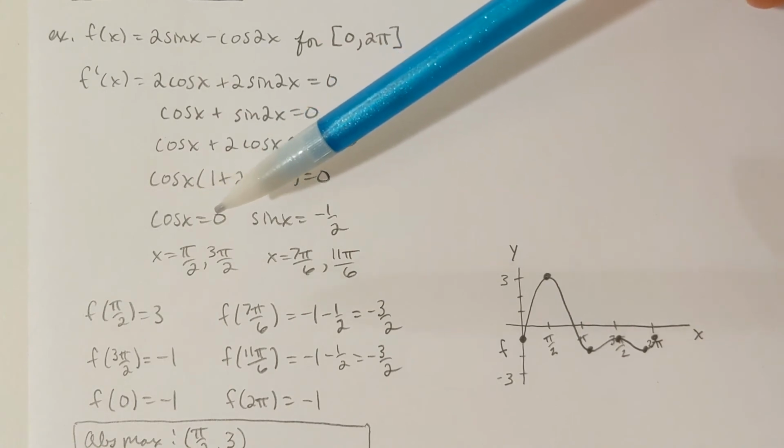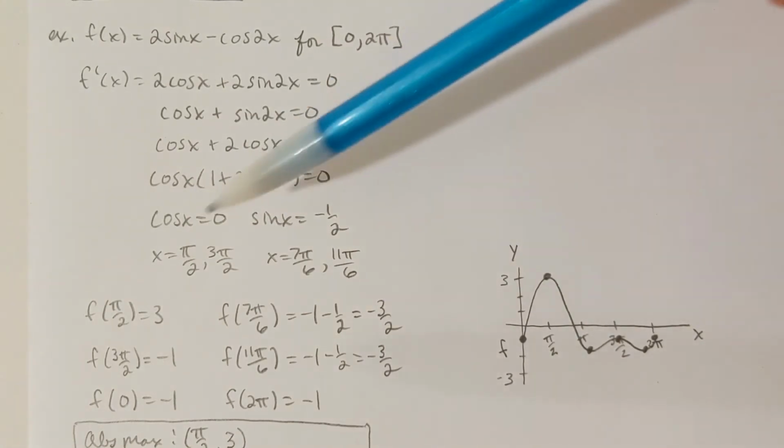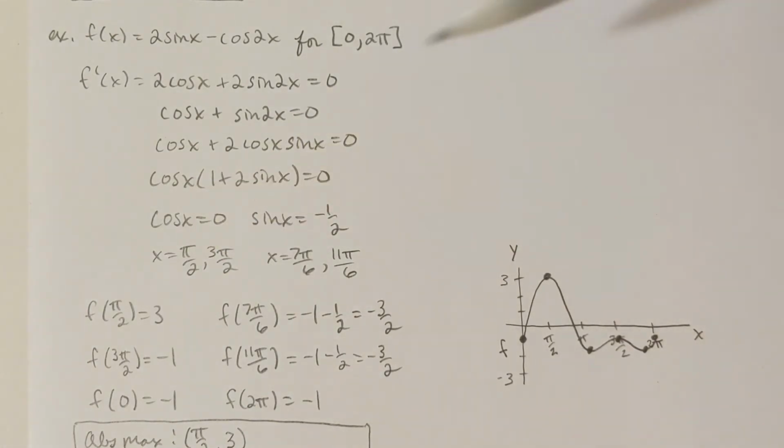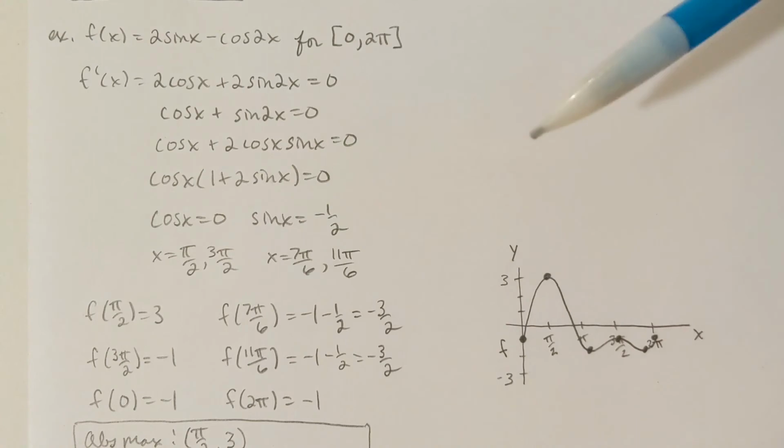All right, when does cosine x equal 0 on the interval 0 to 2 pi? Well, cosine of pi over 2 is 0. Cosine of 3 pi over 2 is 0. Cosine of 5 pi over 2 is 0, right? But now I'm outside my interval. So these would be the only two numbers that would return 0.